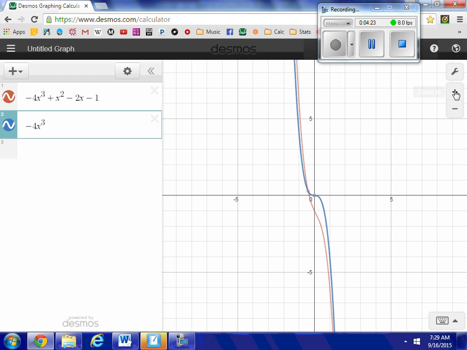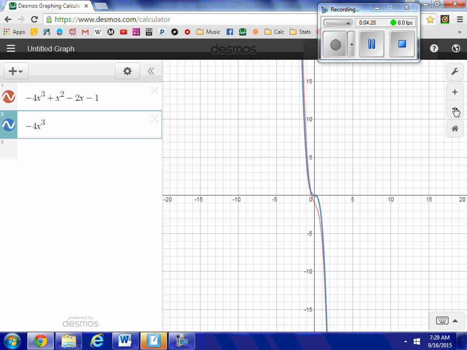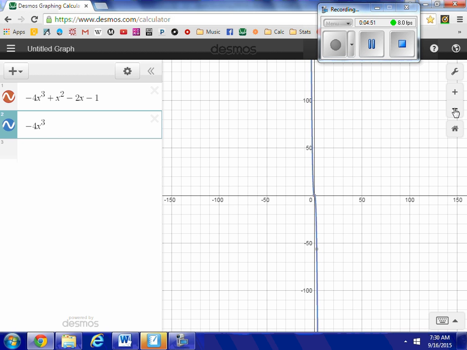But let's zoom out. And you can see that the farther I zoom out, the more the graphs look like they're exactly the same. As x is approaching, and I don't even have to approach infinity, I'm only approaching negative 10 or negative 20 or positive 10 or positive 20, those graphs become almost entirely overlaid. Right over here around 0, you can see they're still different, but the farther I zoom out, it becomes more and more clear that the negative 4x cubed, that is the power function that is determining what the end of this graph really looks like.